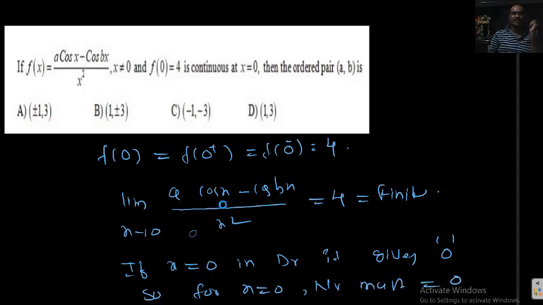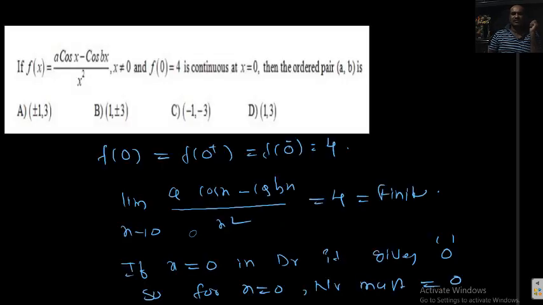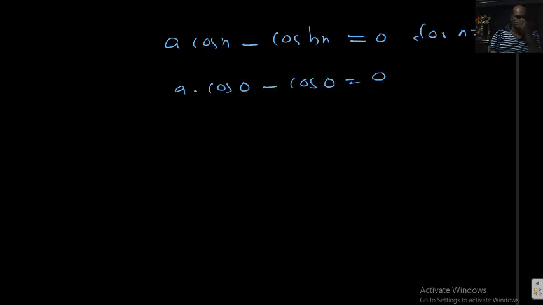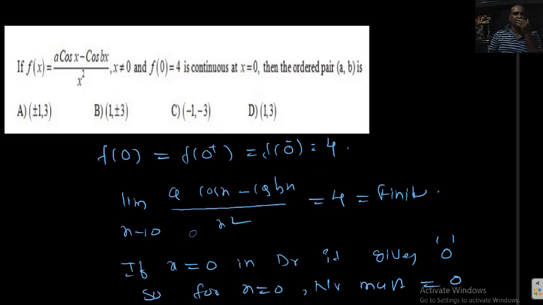I will write on the next page. What is that? a cos x minus cos bx equal to 0 for x equal to 0. That is a into cos 0 minus cos 0 equal to 0. a into 1 minus 1 equal to 0. So a equal to 1. I got the a value equal to 1. Next, b I want. I can find b by using the limit now.